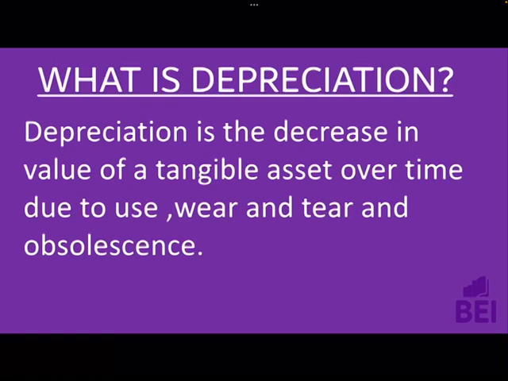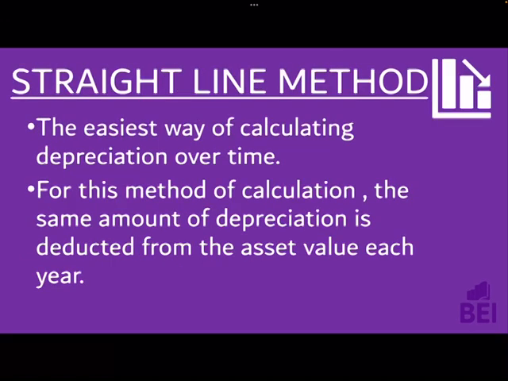So today we'll be talking about depreciation, and in this video we'll be covering the straight line method and the sum of the year's digits method. So what is depreciation? Depreciation is a decrease in value of a tangible asset over time due to use, wear and tear, and obsolescence. You might be wondering what a tangible asset is, and it's basically any physical asset that you can touch. And obsolescence is when an object is left alone for a long duration of time and has not been used since.